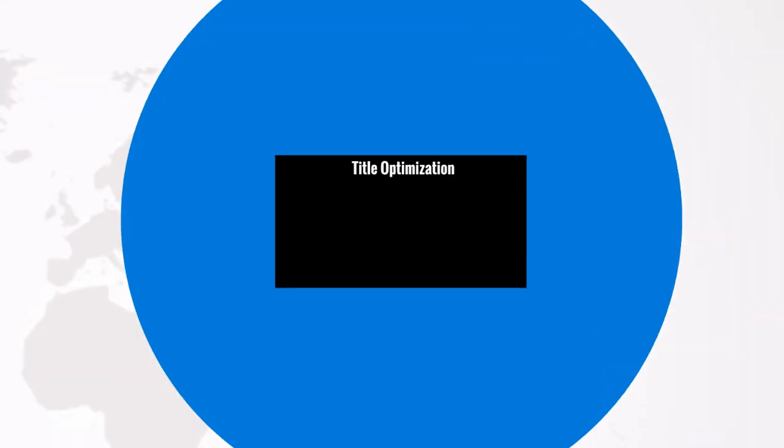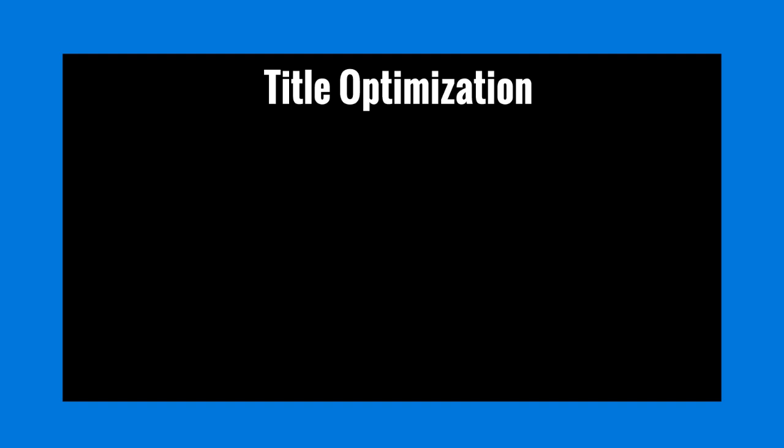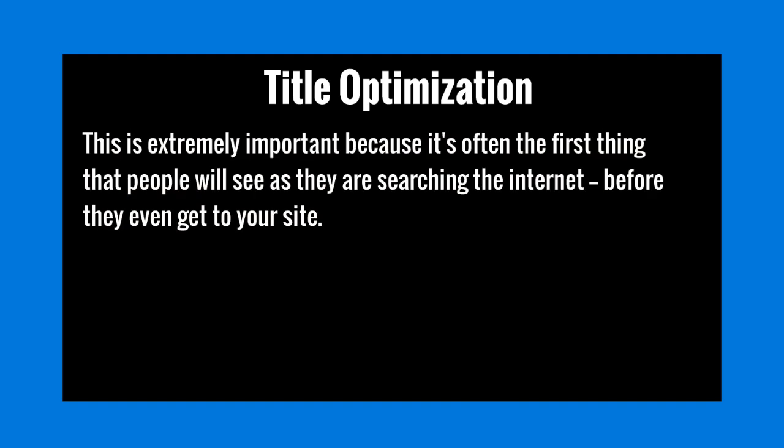Let's jump right in. So we're going to talk about title optimization. This is extremely important because it's often the first thing that people will see as they are searching the internet. If you imagine you go to google.com and you type in a keyword, whatever that is, you're going to see the titles and then the descriptions of each and every single website, or with YouTube, you're going to see the titles, the descriptions, and of course the image. Based on the media in general, they're all going to have titles. So having the right titles is important.